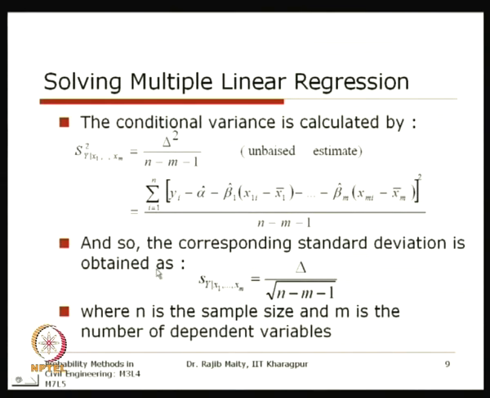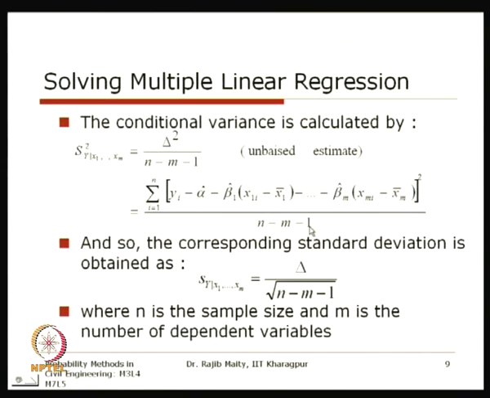And the conditional variance, given all those input variables, will be delta square. This is the sum of square error divided by n minus m minus 1, where delta square is the summation of y i minus alpha hat minus beta 1 cap and so on. So, this is the sum of square error divided by n minus m minus 1.